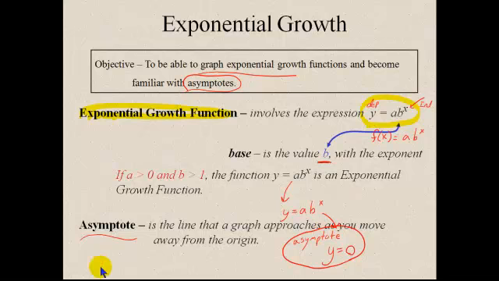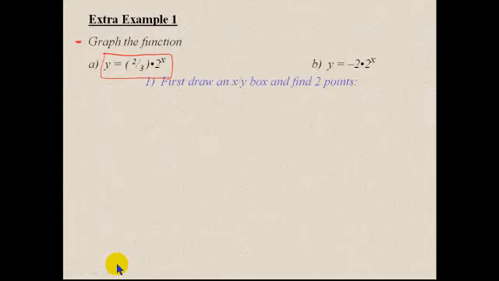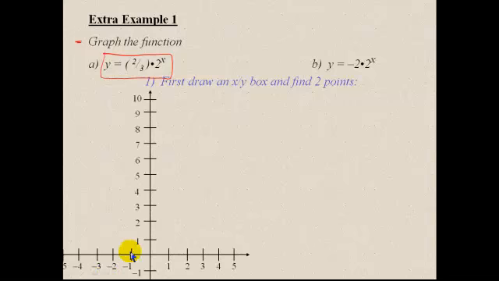Okay, so let's look at an example here. All right, for this objective, we want to graph the function. So here's my function. So let's graph this. So the first thing, draw an XY table and find 2 points. So let's make our graph and do an XY table. Now I chose 0 and 1 here because they're easy to solve for what my y variable would be.